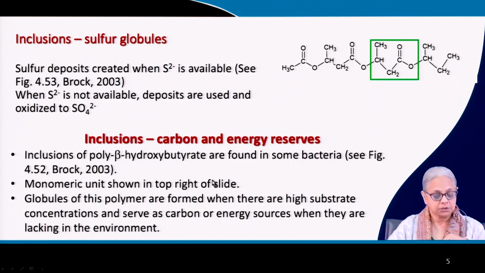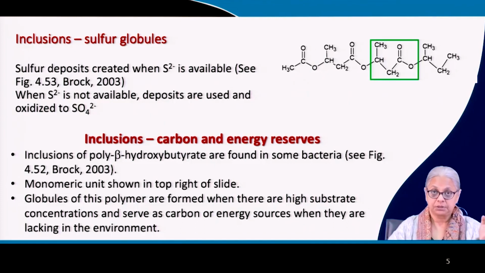You also have another compound for carbon storage. Polybeta hydroxybutyrate is called biodegradable plastic, and it's very popular these days. This is the form of biodegradable plastic. It serves as a carbon as well as energy source for certain bacteria. I've shown you the monomeric unit over here.